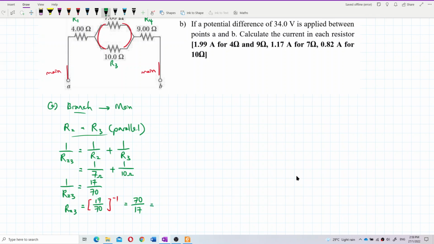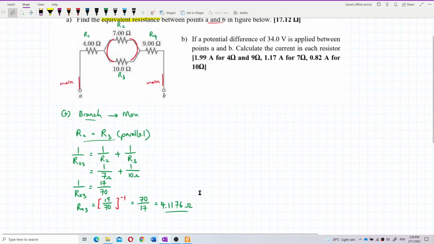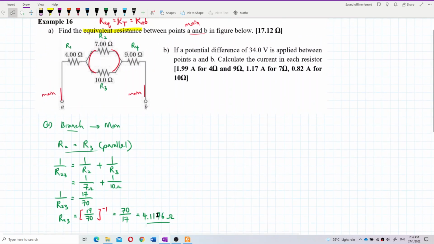The answer is 4.1176 ohm. That's R23. Is that correct? As I told you, resistors in parallel should become a smaller resistor. Yes, it's around 4 ohm. 4 ohm is definitely less than 7 ohm and 10 ohm. You see that? So parallel resistors really become a smaller resistor. So this answer is correct.